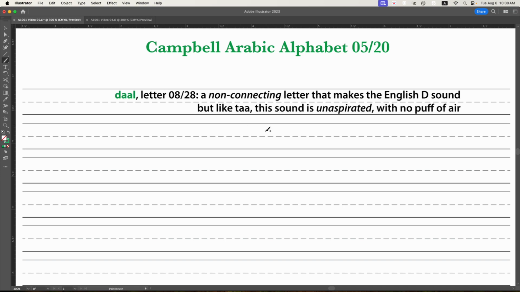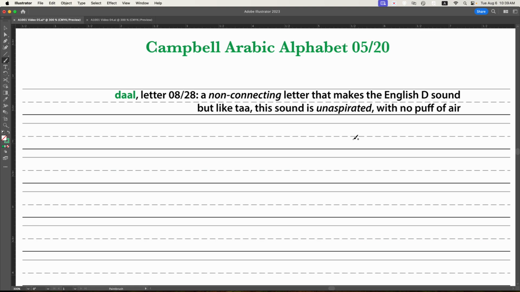Dal is the eighth letter of the alphabet. It's a non-connecting letter, which means it does not connect to the next letter. It makes English D, but like ta, which doesn't make the puff of air as in English, ta, ta, ta, not ta, ta, ta. Dal is going to be the same way. It's da, da, da, not da, da, da, with the puff of air.